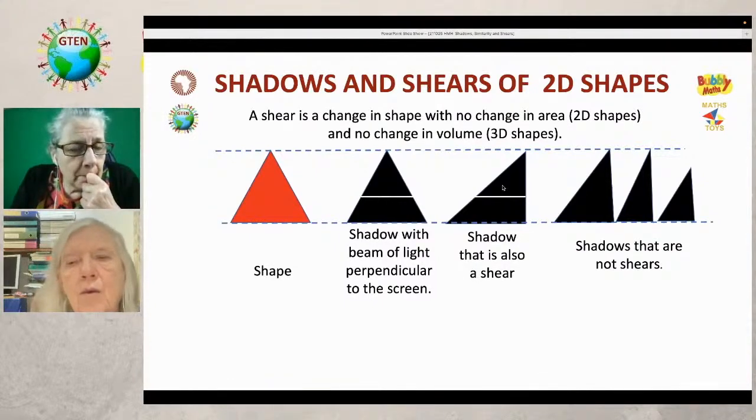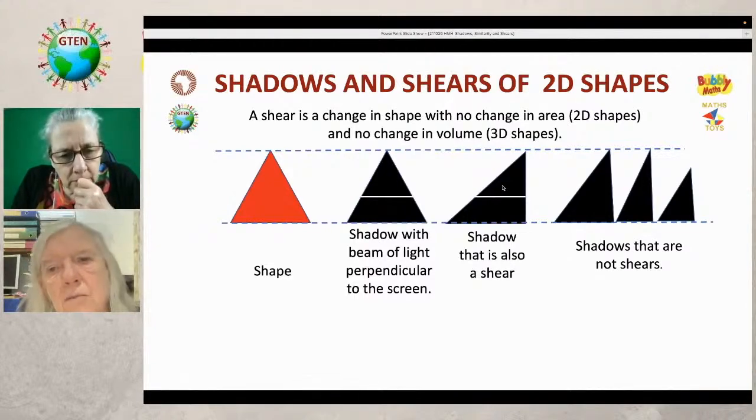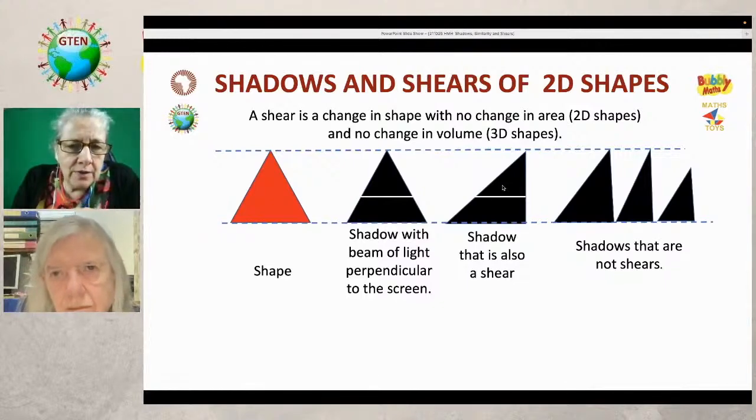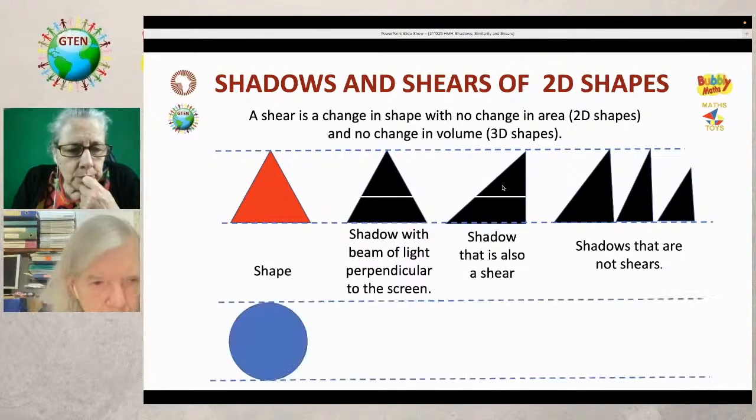Now on the right, those shadows, you can make the shadow with an equilateral triangle. It looks like any of those shadows, but they're not shears. Can you see that in the first two, the base has changed, and in the third one, the height is different? So let's look at that with another object.